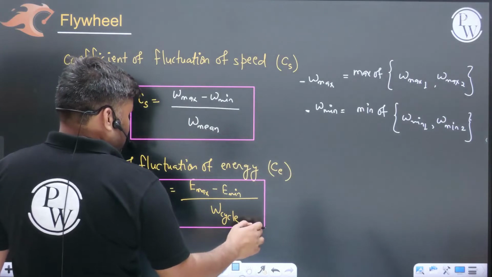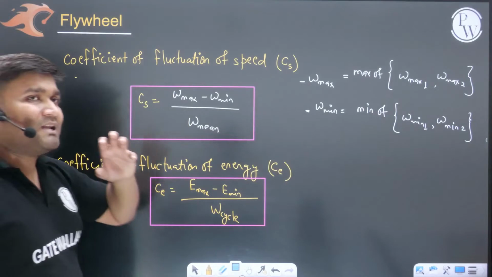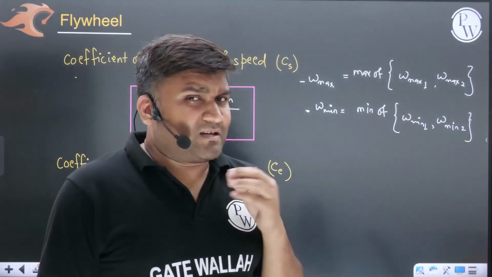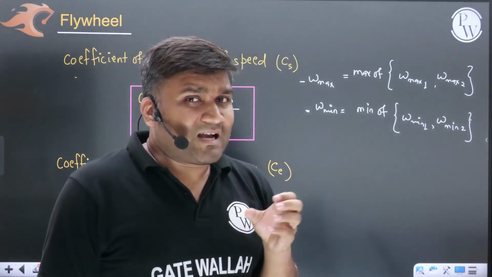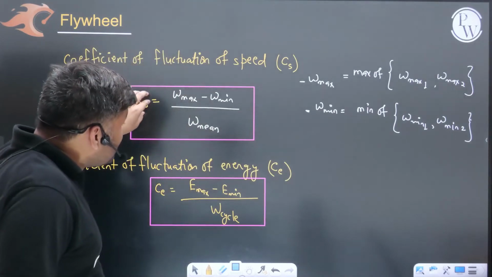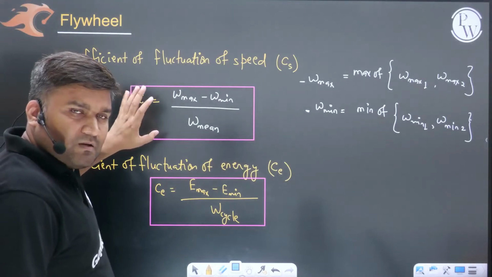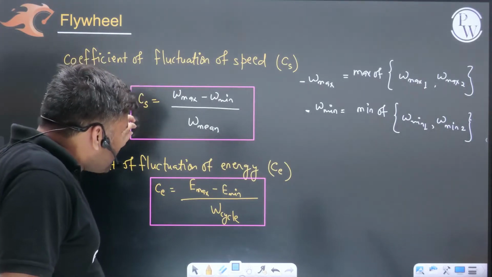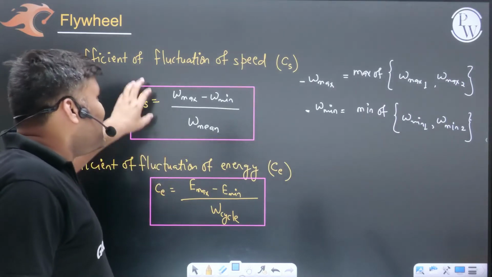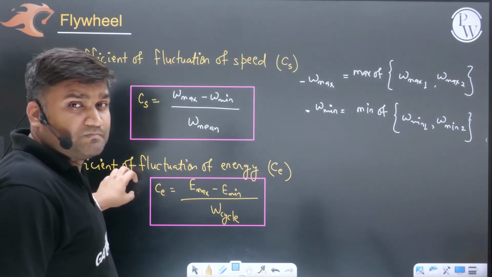Now listen carefully. The ultimate aim of the flywheel is that if I connect my flywheel against a certain load, the intra-cycle fluctuations should be less, a minimum coefficient. Then I will say my flywheel is acting in a very good manner. The lesser this coefficient, either the coefficient of fluctuation of speed or of energy, the lesser the value, I will say my flywheel is super awesome.